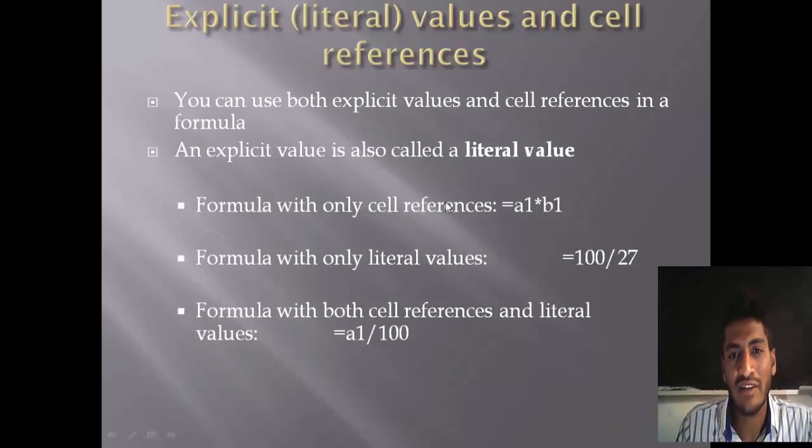Explicit literal values and the cell references. You can use both explicit values and cell references in a formula. An explicit value is also called a literal value. Formula with a cell reference is equal to A1 into B1. Formula with literal values is equal to 100 divided by 27. Formula with both cell references and literal values: A1 divided by 100.